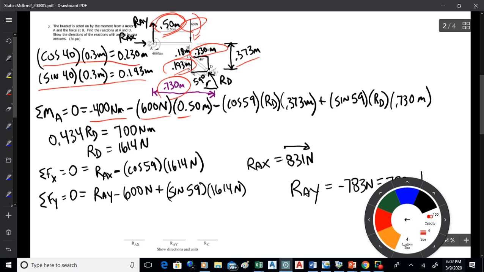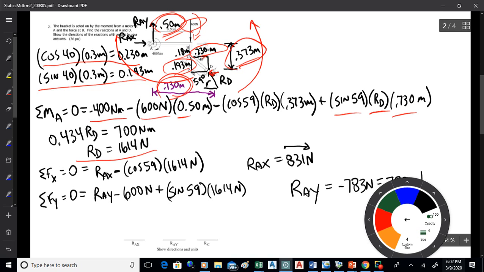What we have then is cosine 59 times RD. That's the x component, so that's going that way. That'll come around clockwise, so that gets a minus. X component times a y moment arm there. And then we have the y component, sine 59 times RD times 0.5 and 0.23 make 0.73. That's coming around counterclockwise, so that gets a positive. Run through the numbers, you get RD at 1614 newtons.